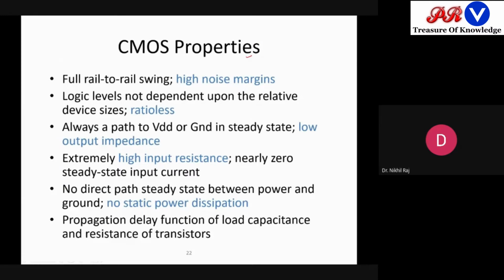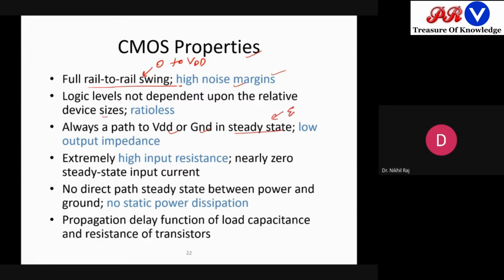So coming to the properties, it has rail to rail swing. Rail to rail means from 0 to VDD, the full swing is there. So it has high noise margin. Noise margin we'll cover in the coming lecture. Then logic levels are not dependent upon relative device sizes. Okay, there is always a path to VDD or to ground in steady state.